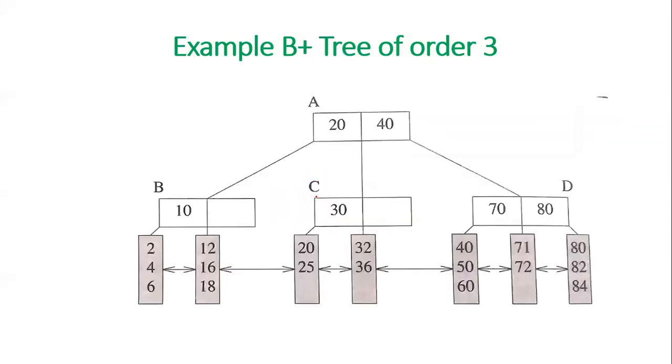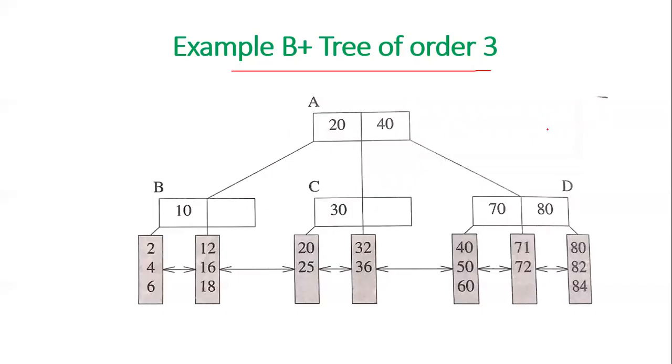So with this intro, let us go through some examples. This is a B plus tree of order 3. Order 3 means any node can have maximum 3 children and maximum 2 keys. And minimum any node can have ceil of 3 by 2 children. Ceil of 3 by 2 is 1.5, which is 2 children. And minimum any node can have ceil of 3 by 2 minus 1, that is 2 minus 1, which is 1 key.